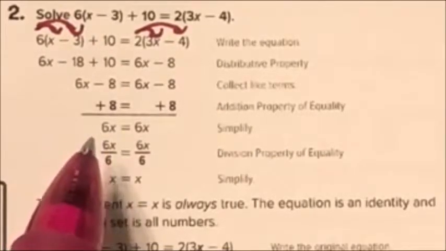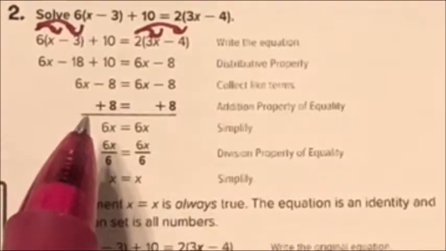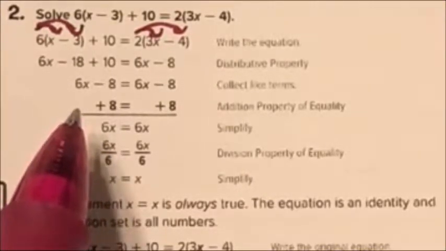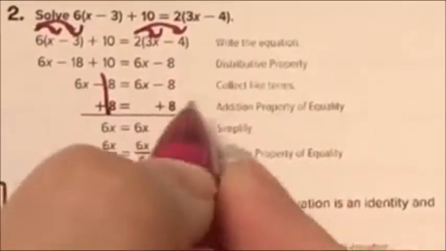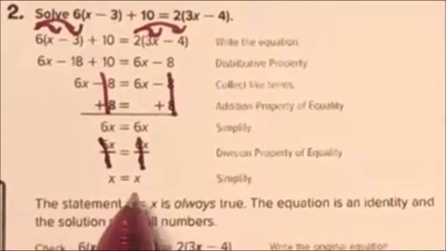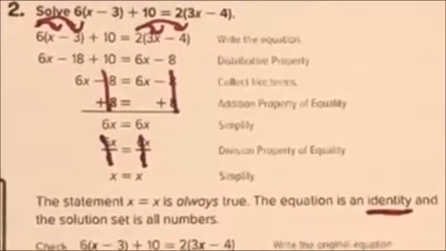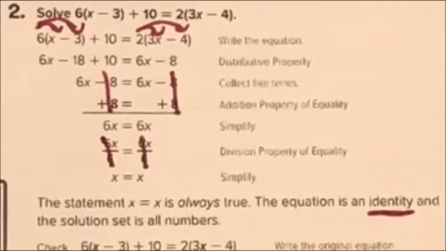Okay? Now I have an equation with variables on both sides. So I want to get the variables by itself. Completely up to you. You can do it whichever way you would like. I'm going to add 8 to both sides first. Okay, this cancels. This also cancels. Now I'm left with 6x equals x. And I can divide both sides by 6. Well, x equals x. Well, that's always true, right? No matter what, x will always equal x. So the equation is an identity. And the solution set is all real numbers. Okay?